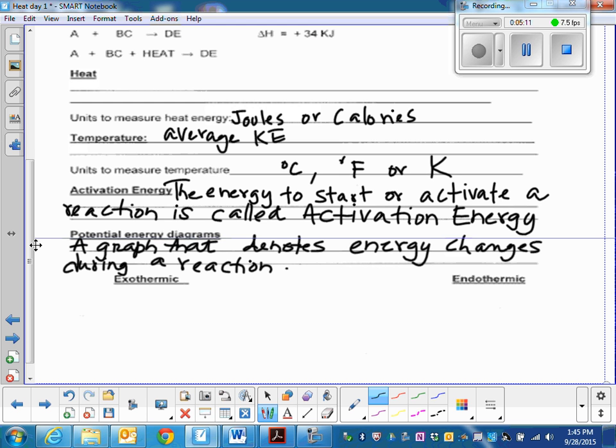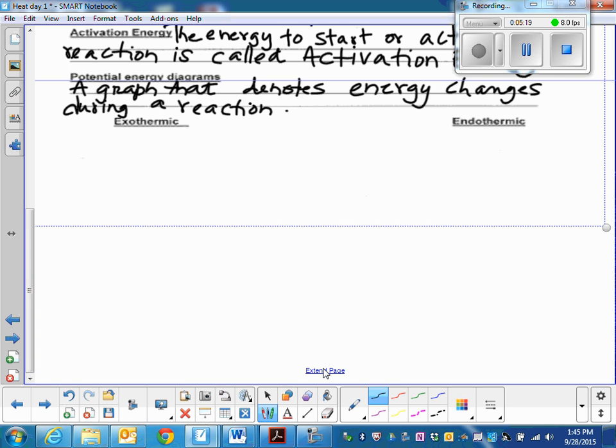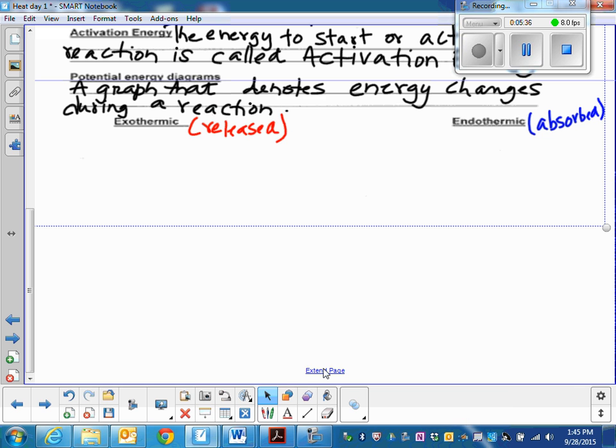Right? So now, what did we say was an exothermic reaction? Is heat released or heat absorbed? Released. Heat is released. Let's make sure we know that. And what is an endothermic reaction? Heat is absorbed. Is that right? So now we are going to draw a graph.